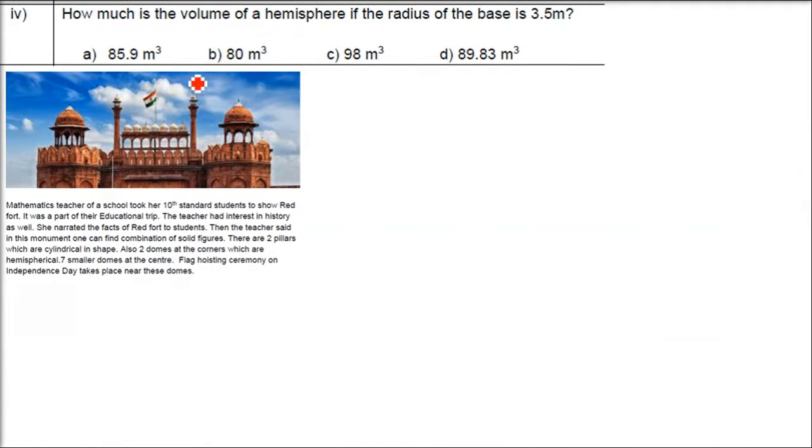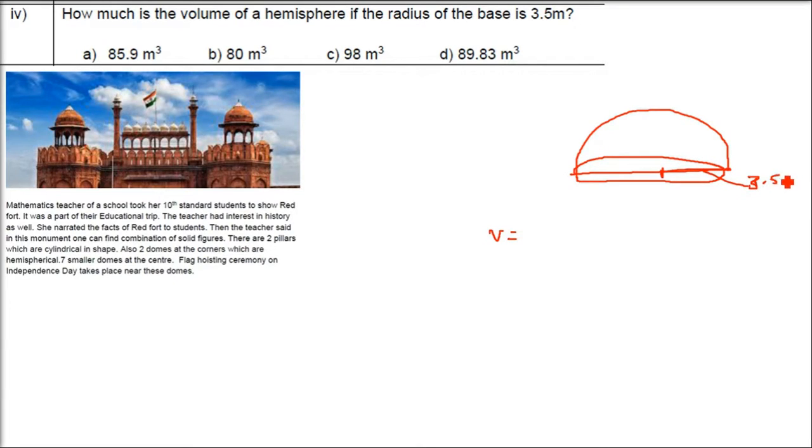Now, how much is the volume of a hemisphere if the radius of the base is 3.5 meter? So we have to take a hemisphere. You need to know the volume of a hemisphere. So this is a hemisphere. The radius of the base is given. When the radius is 3.5 meter, what is the volume?